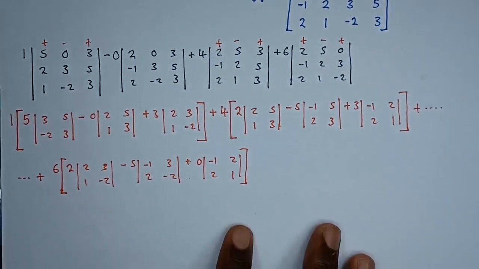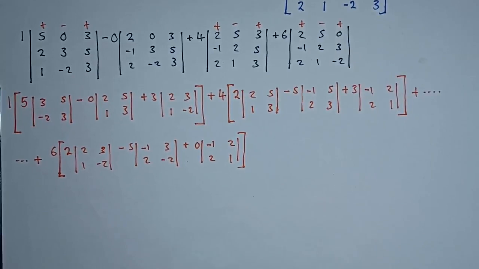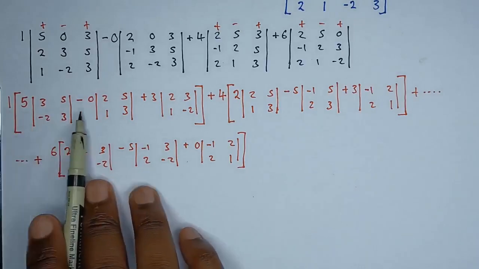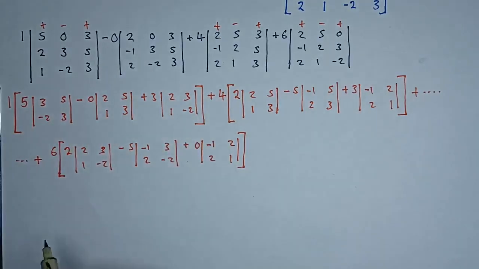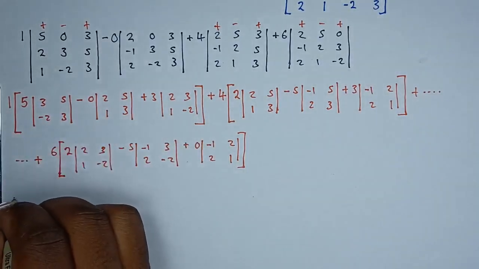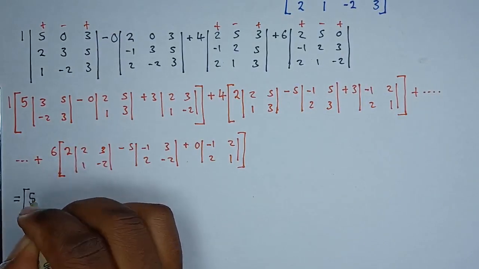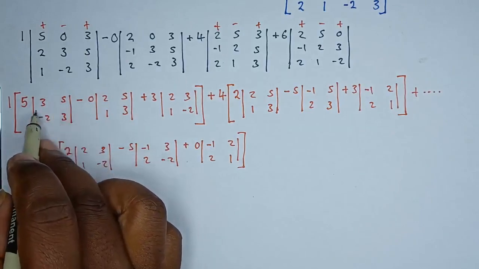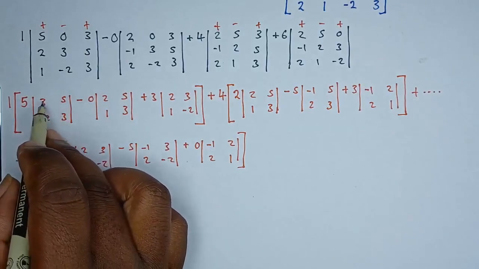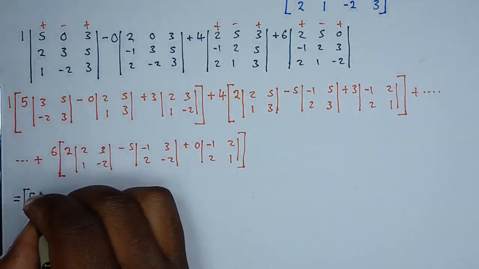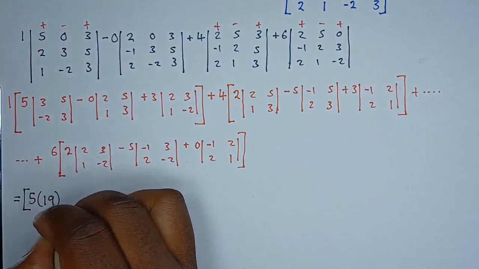Now, let's simplify it from there. We have this 1 here, so of course 1 multiplying everything will just be everything as it is. So let's just open the bracket and say inside the bracket we have this 5. So the determinant of this 2 by 2 will be 9 plus 10. That's why I said you need to know how to find the determinant of a 2 by 2. So 9 plus 10, that's a 19.